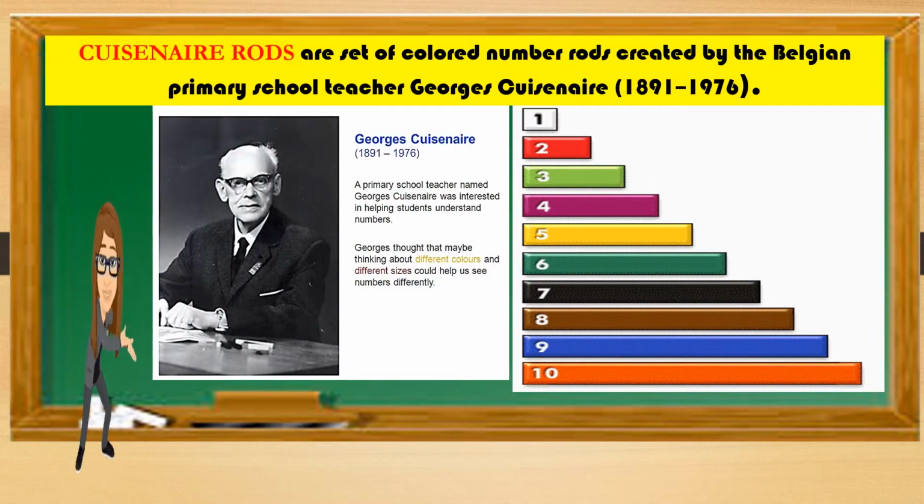So we have Cuisenaire rods, a set of colored number rods created by Belgian primary school teacher George Cuisenaire in 1891 to 1976. George thought that maybe thinking about different colors and different sizes could help us see numbers differently.